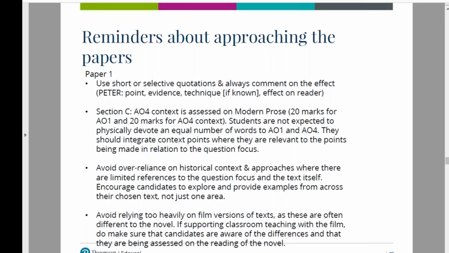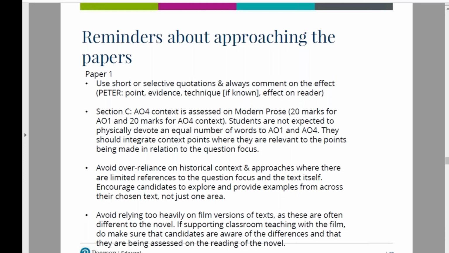So there are 20 marks for AO1 and 20 marks for AO4. I do get quite a few queries about this. So just to clarify, students are not expected to physically devote an equal number of words to AO1 and AO4. They should integrate context points where they're relevant to the question focus. So they shouldn't just regurgitate everything that they've learnt about the context of Of Mice and Men and stick it down regardless of what the question is.